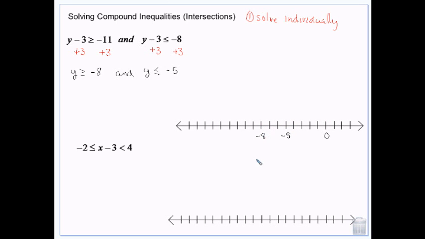6, 7, 8. That's negative 8. Now to figure out, first of all, it's going to be a closed circle because it's less or greater than or equal to. Well, greater than or equal to would shade that way, correct? And over here I've got less than or equal to, so it's a closed circle, and less than or equal to would shade that way. So do you see how by shading this way and this way, I get that overlap in the middle?